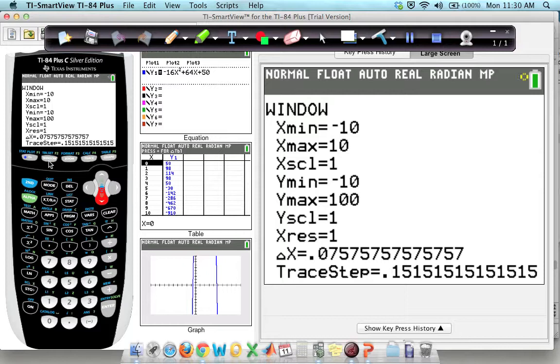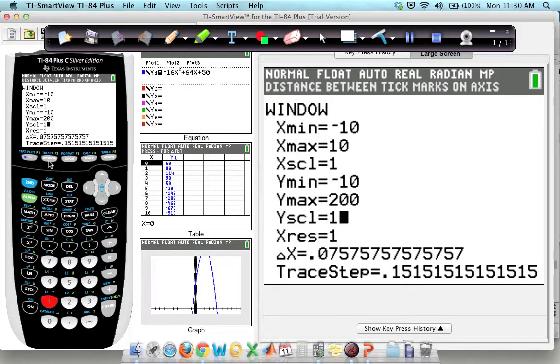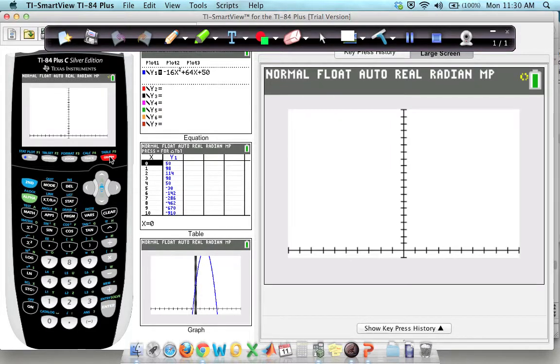So I'm going to go back to Y max, and I'm going to hit 200, and because I'm going up, I'm going to change my scale to 10. And now I can see the whole graph. So it looks like I could have picked a number less than 200, but make sure you know what your window is so you can draw your graph the best you can. So here's my graph upside down.